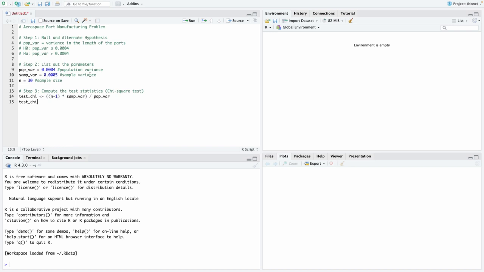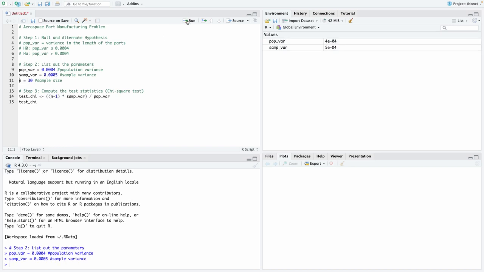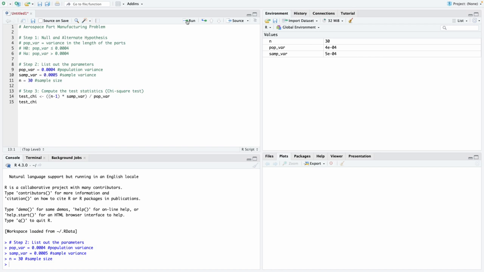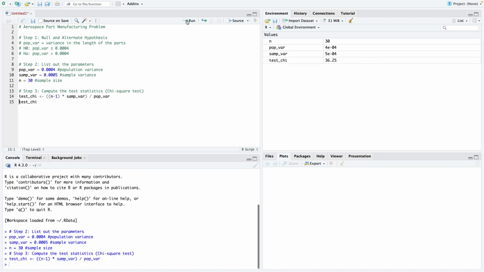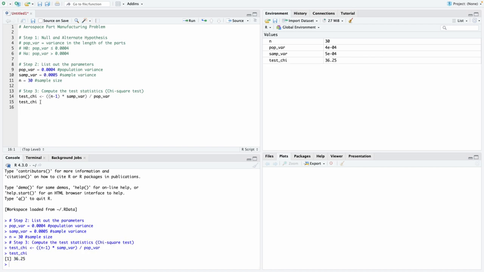All right, so now I would just run the code from line number 9 all the way to 15. Please make sure you run your code as well. So run. Okay, the result for our chi-square test is 36.25. I'll just put it by the side there, 36.25.